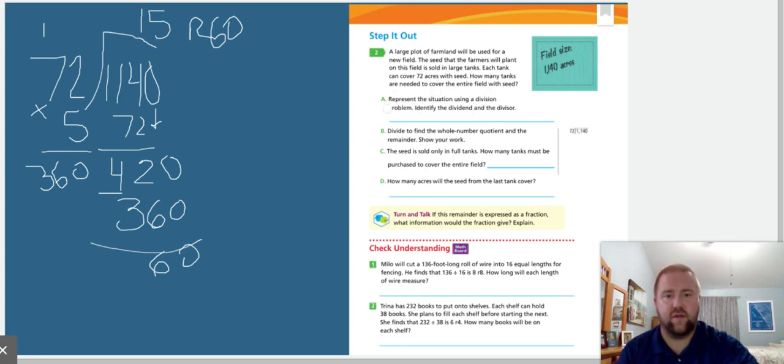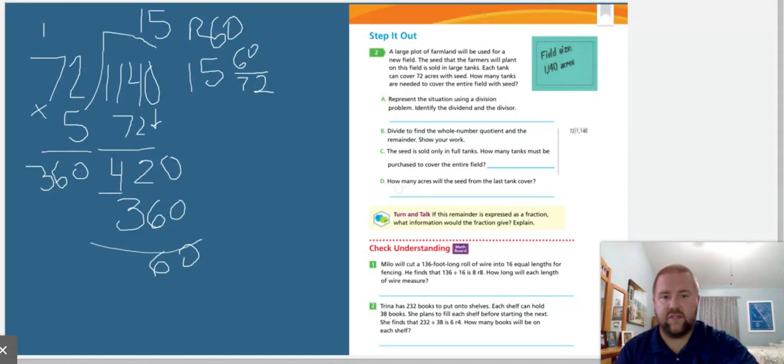All right, so now it said, represent the situation using a division problem. We did that here. Part B, it says divide to find the whole number quotient and the remainder. So we got 15 with a remainder of 60. So now when they want us to write it as a fraction, we know that it would be 15 and 60 seventy-seconds, which seems wild. But again, remember, 60 over 72 really is less than 1, because it's 60 out of 72 total.